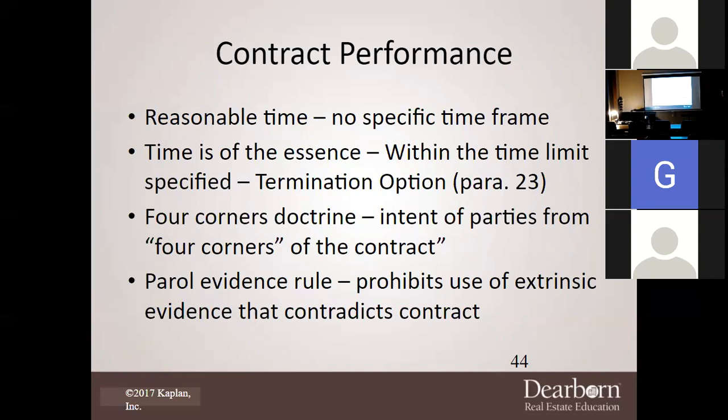Now, the Four Corners Doctrine, this is very key, is the intent of the parties within the four corners of the document. So guess what that means? They only are going to look at the paper. If you're going to orally try to submit something, guess what they're going to say? It's not on this paper. We're not going to allow it. And that goes into the parol evidence rule, where it prohibits the use of extrinsic evidence that contradicts the contract. So whatever the contract says, that's the contract, okay?